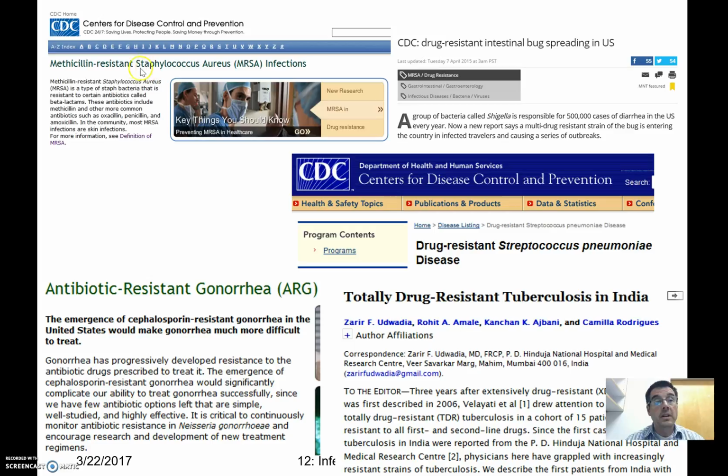And then we have MRSA, which was often termed a nosocomial or a hospital-borne infection, but now we're seeing it more so out in the community. And then we have others like your antibiotic-resistant gonorrhea, as well as Shigella that is demonstrating resistance.